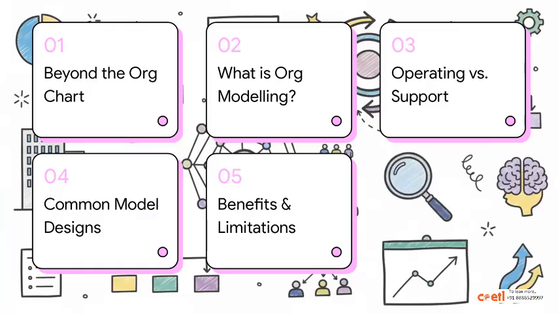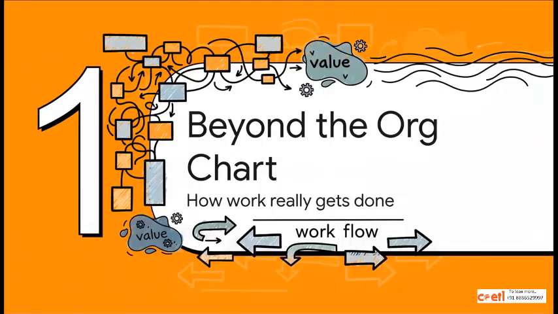All right, so here's the game plan. First, we'll look past that simple org chart and figure out what an organizational model actually is. Then, we'll break down the two main types of work that make any business tick. After that, we'll explore some common design blueprints. And finally, we'll size up the pros and cons of it all. So let's kick things off by getting beyond the org chart.